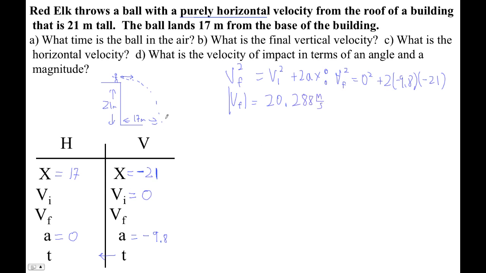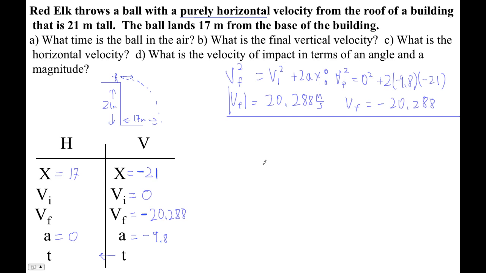Now, I know that it's going down when it hits the ground, right? So this is like one of those free fall problems where we've got to add that minus sign. So 20.288, we add the minus sign. Really, the final velocity is going down. Okay, so that's one thing figured out.